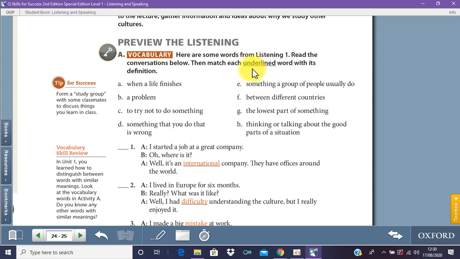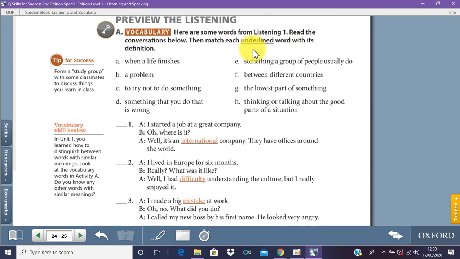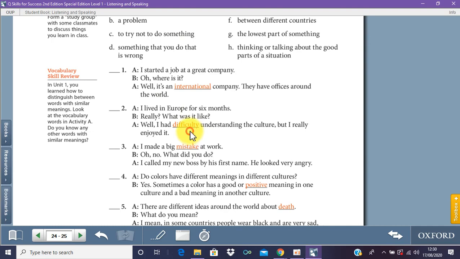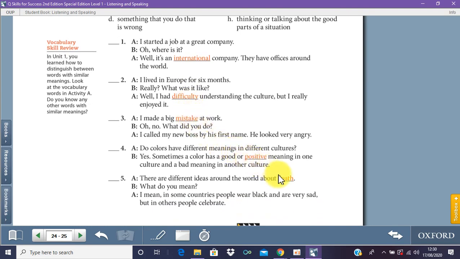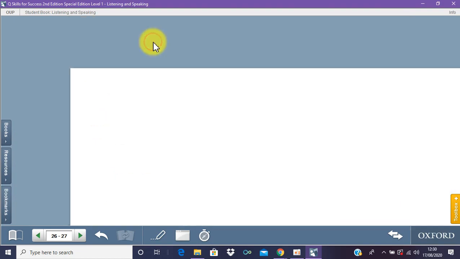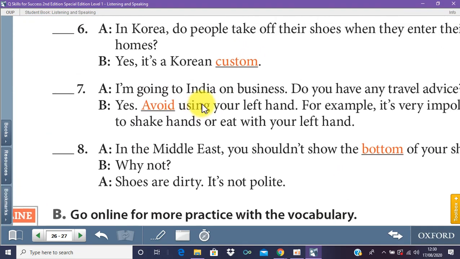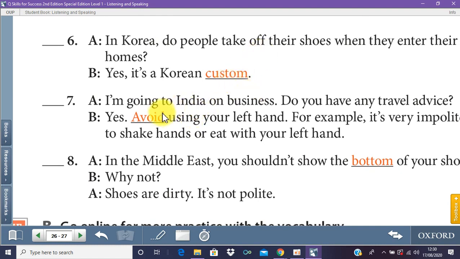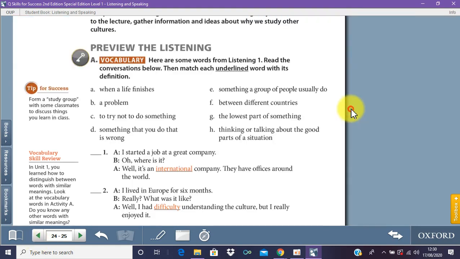Now, underlined word means any word that has a line underneath, okay? International, difficulty, mistake, positive, death. I think on the other page, you got words like, on number 6, custom, number 7 is avoid, and number 8 is bottom. This is on page 26, okay? So 25 and 26. Right, okay, here you go. Sorted. Let's have a look.